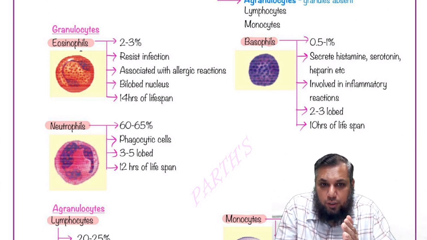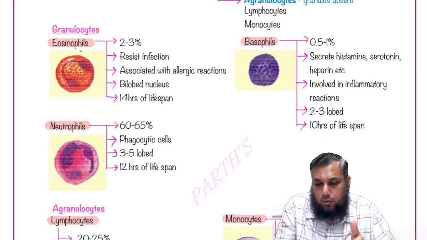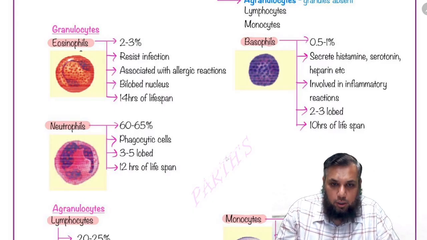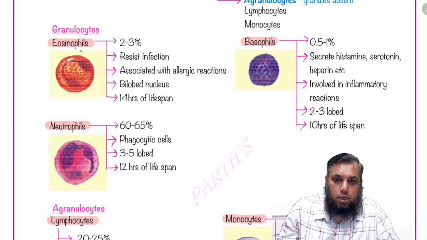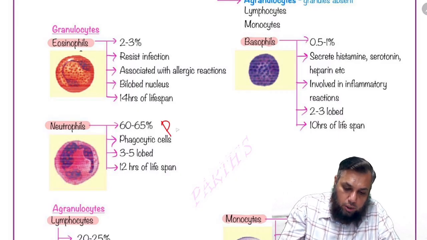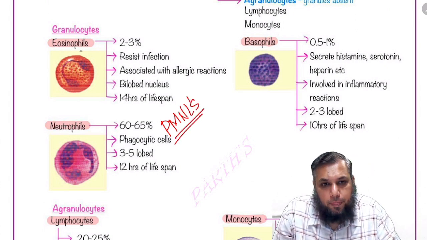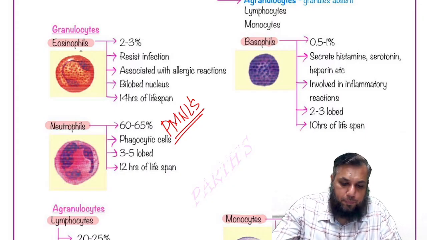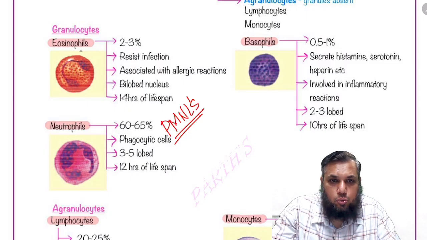As the age of the neutrophil increases, you will see that the number of lobes seems to be more. These have different shapes of the nucleus lobes, so they are commonly also known as PMNLs, polymorphonuclear leukocytes. Then the eosinophils, their function is to resist infections.